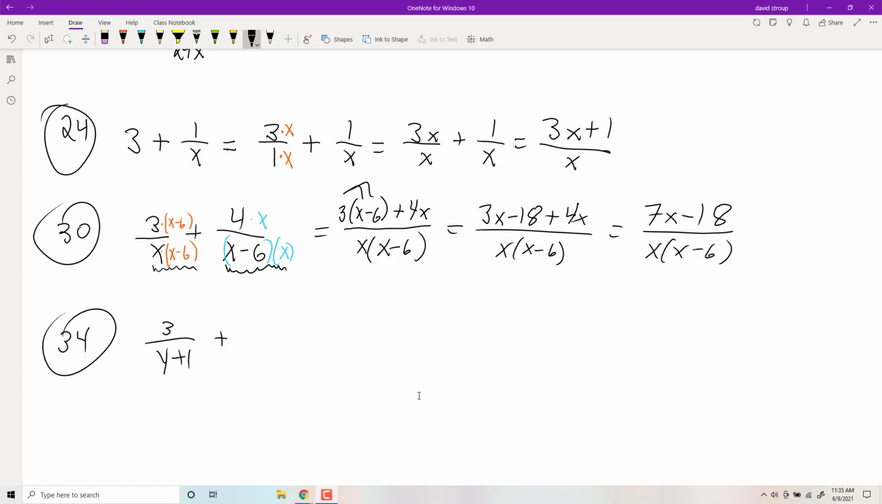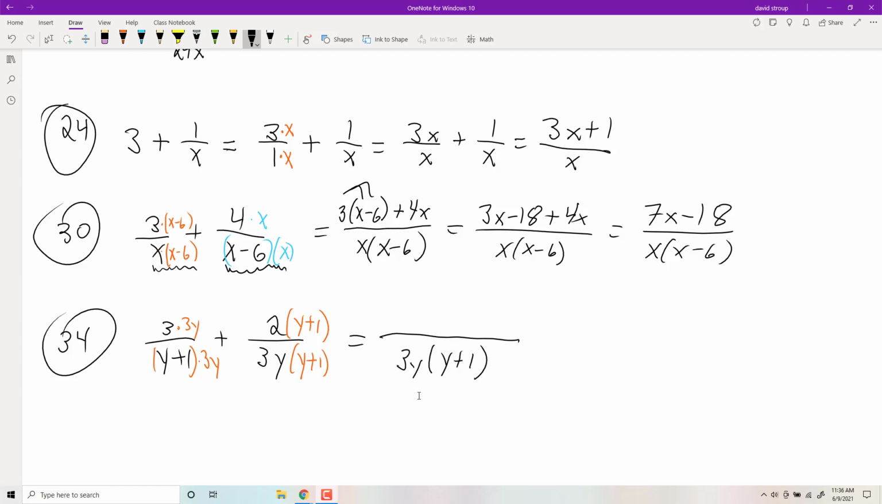Okay, we have 3 all over y plus 1 plus 2 all over 3y. And that's it. So the first fraction needs a factor of 3y in the denominator, so multiply top and bottom by 3y. The second fraction needs a factor of y plus 1, so multiply top and bottom by y plus 1. Then that's pretty much it. You just combine the numerators over the common denominator.